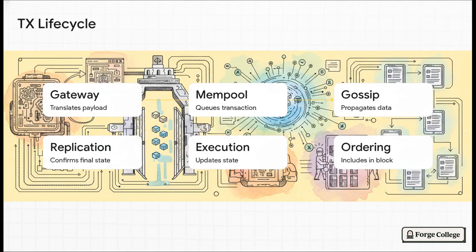Step 1. The gateway translates a messy, legacy ERP payload into a clean blockchain transaction. Step 2. It securely queues up in the mempool, just waiting its turn. Step 3. The network actively gossips the data across nodes. Step 4. The validators step in to order it and officially include it in a block. Step 5. The state engine executes the logic and updates deterministically. And finally, Step 6. The brand new final state is fully replicated and confirmed across the globe.